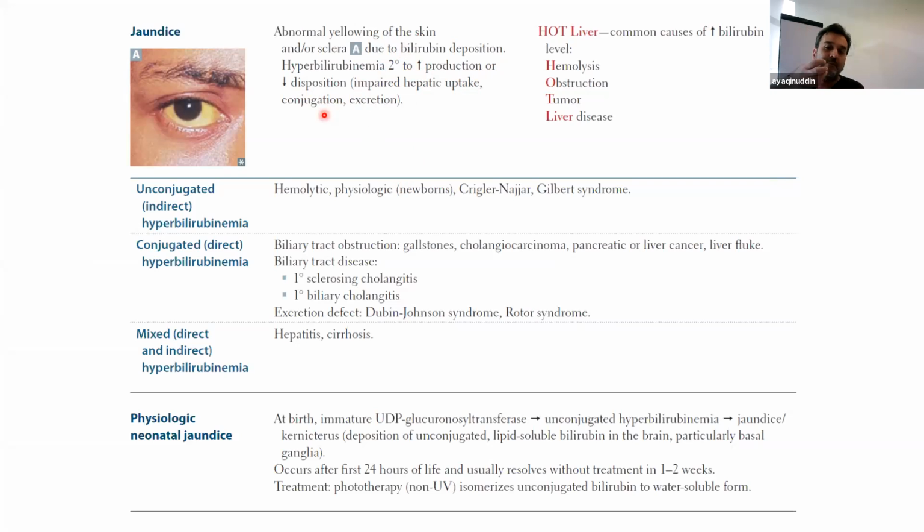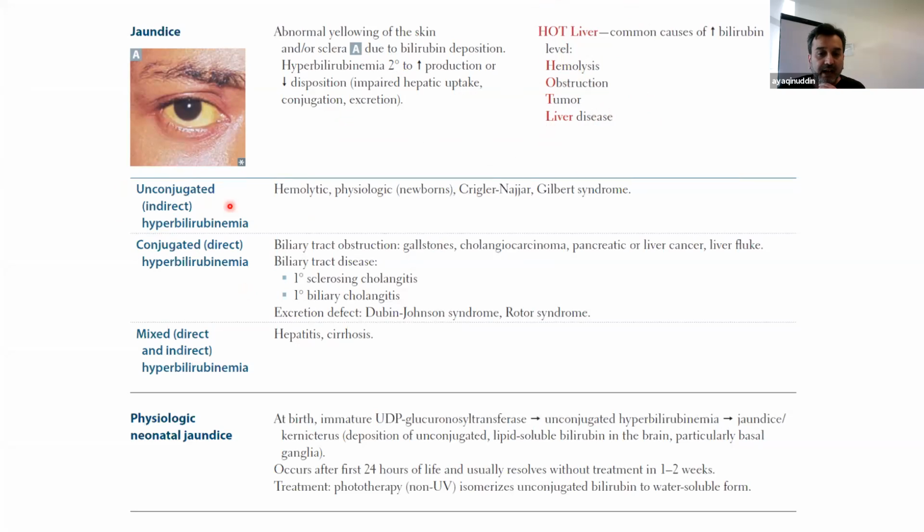The hepatocytes are unable to take the bilirubin, or they are unable to conjugate the bilirubin with glucuronide, or they are unable to excrete the bilirubin into the bile. So these could be the reasons of jaundice. So this is an acronym which you can use very easily, which is called HOT LIVER. So hemolysis, excessive RBC destruction, obstruction of the biliary tree by stone or tumor, or there is a liver disease. These all are the major causes of excessive bilirubin.